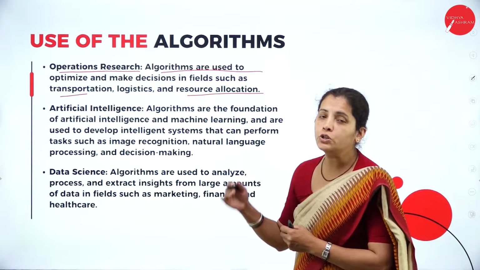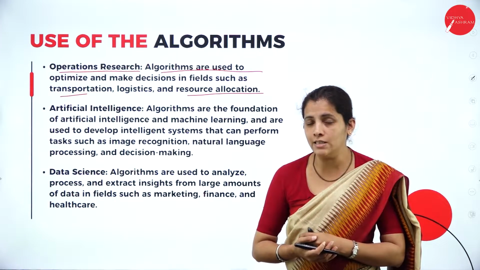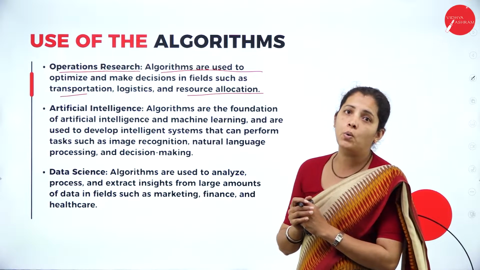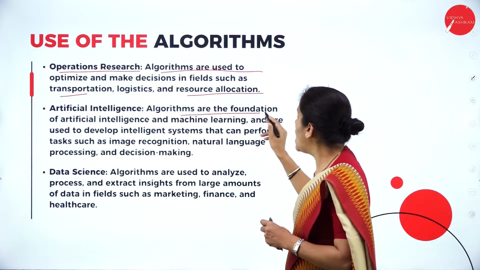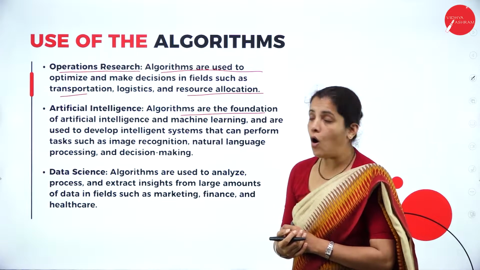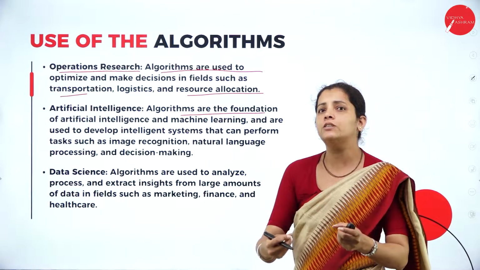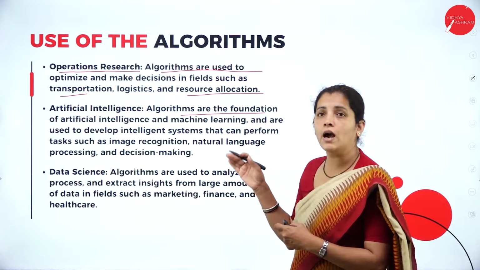We are going to use algorithms. And if I consider artificial intelligence, it's a trend, right? In artificial intelligence also, we are going to use algorithms. So, algorithms are the fundamentals of artificial intelligence. Whatever suggestions or information we get is based on the algorithm.